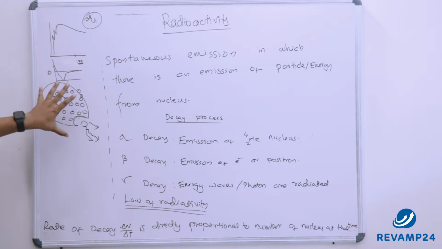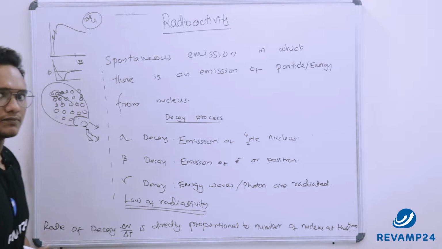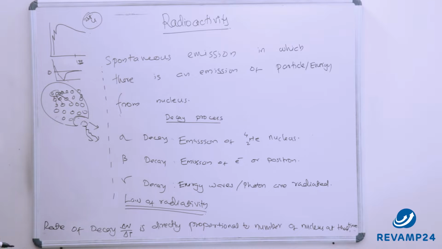Okay. Now this is the reason: you can say lower binding energy per nucleon, lower nuclear force, or higher Coulomb's force of repulsion. All these are the factors that give rise to the property of radioactivity.